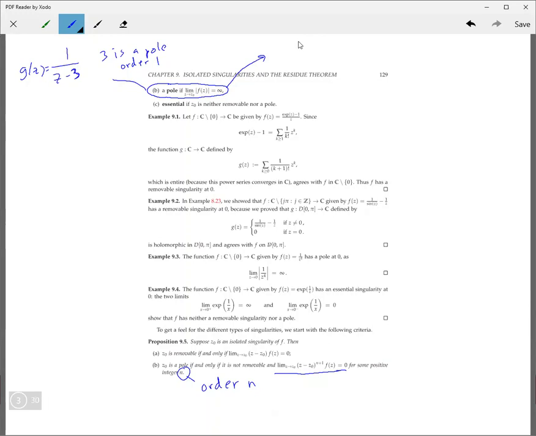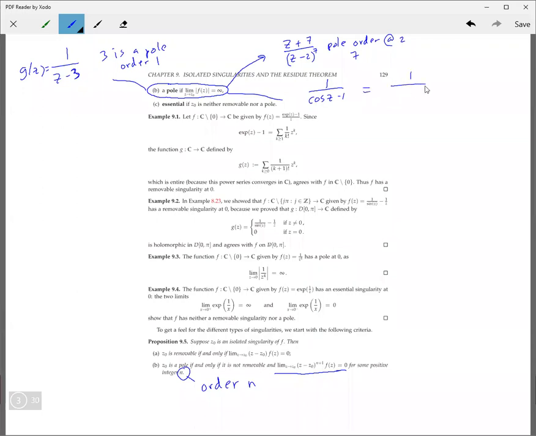Another example would be z plus 7 over z minus 2 to the 7th power. Okay, so this would have a pole of order 7. Pole at 2. So 2 would be a pole of order 7. Okay. Another example would be if I had 1 over cosine z minus 1.